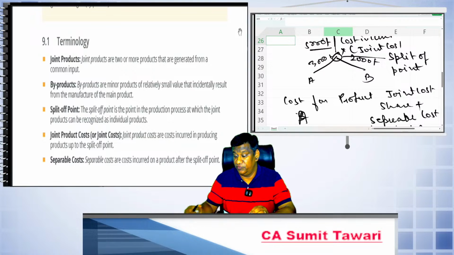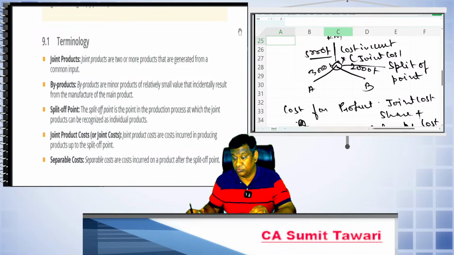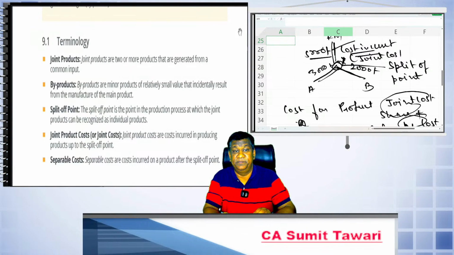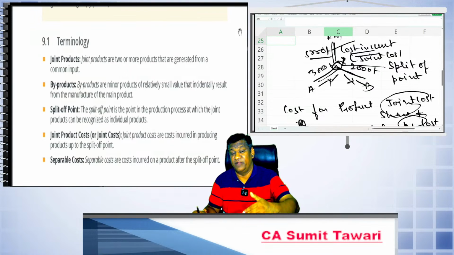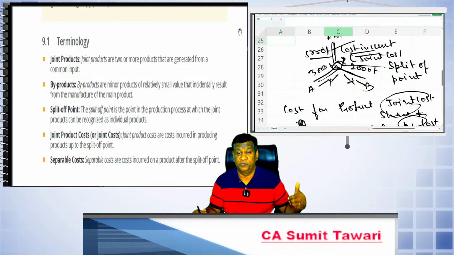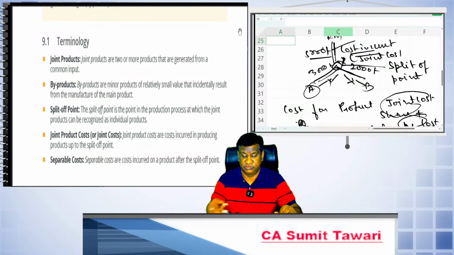Whatever cost we incurred is basically the total cost, joint cost plus separable cost. Joint cost is the cost incurred up to here, till X, meaning before the split-off point. And separable costs are costs incurred on a product after the split-off point. These are the separable costs, whatever cost is incurred after the split-off up to the final production of the product.